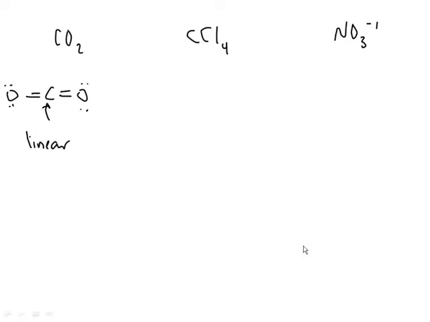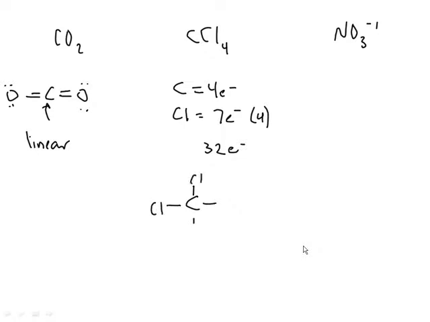CCl4, to do the Lewis dot structure, how about you take a moment and do that? Hit pause. Okay, so we're back. CCl4, carbon has 4 electrons. Each chlorine has 7 electrons. There are 4 of them, for a grand total of 32 electrons. Central atom, carbon, good choice. And I'm going to have 4 bonds attached to the chlorines coming out from the carbon. And each of the chlorines has a full octet of non-bonding and bonding electrons.